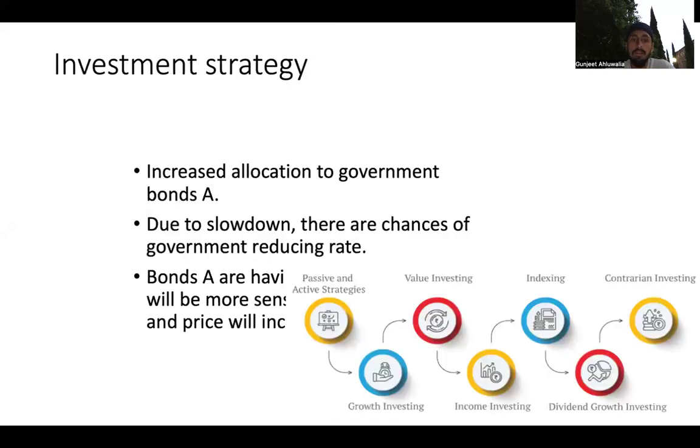And finally, the investment strategy. In the current economic scenario of an anticipated slowdown, adjusting the investment strategy involves increasing allocation to government bonds, particularly Bond A. With the possibility of the government reducing interest rates to stimulate the economy, longer-term bonds like Bond A become more attractive. Bond A's longer maturity makes it highly sensitive to interest rate changes, and its price is expected to increase significantly if rates decline. Therefore, allocating more funds to Bond A can capitalize on potential price appreciation resulting from rate cuts during an economic slowdown.